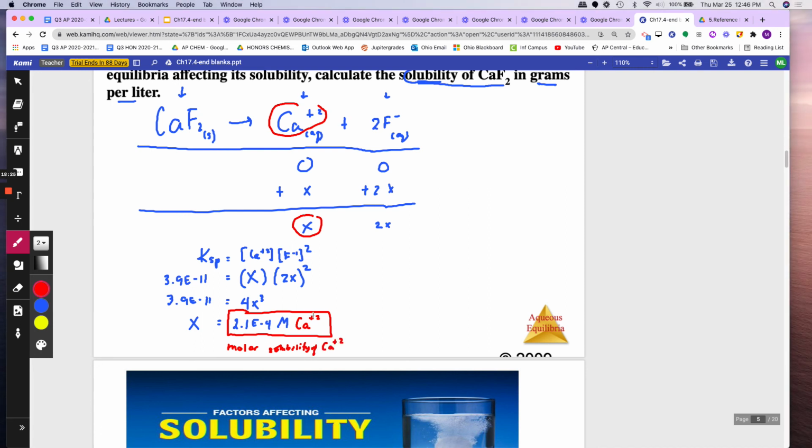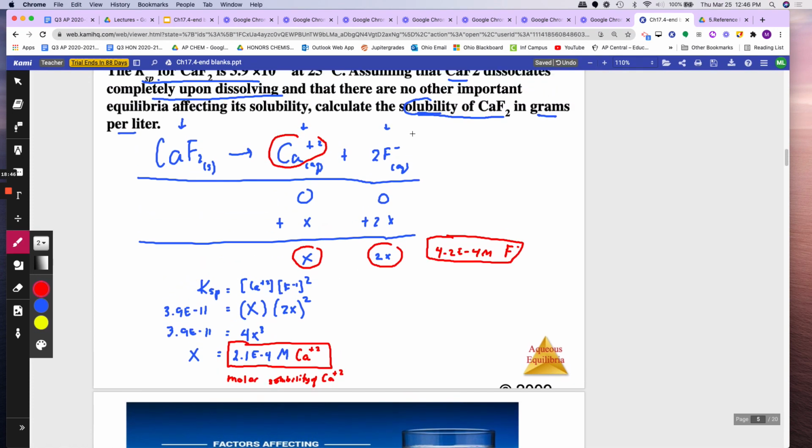What if they wanted to, because molarity is moles per liter, what if they wanted to get the molar solubility of F minus? Well, it'll be double that. So it'll be 4.2 e negative 4 is the molar solubility of F minus. Okay, so now you see the wording, molar solubility. Let's look at the question. They want the solubility of CaF2.